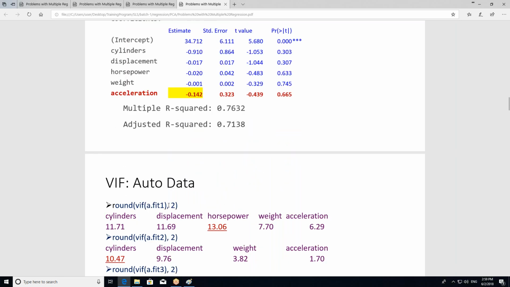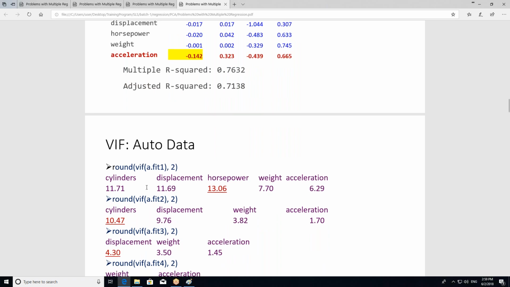Now what I'm going to do is find out the VIF for all the variables. Variance inflation factor. Now I can see horsepower has the highest VIF, isn't it? In the data set. So what it means is, if you see the variable with the highest VIF, variance inflation factor, then drop that variable.